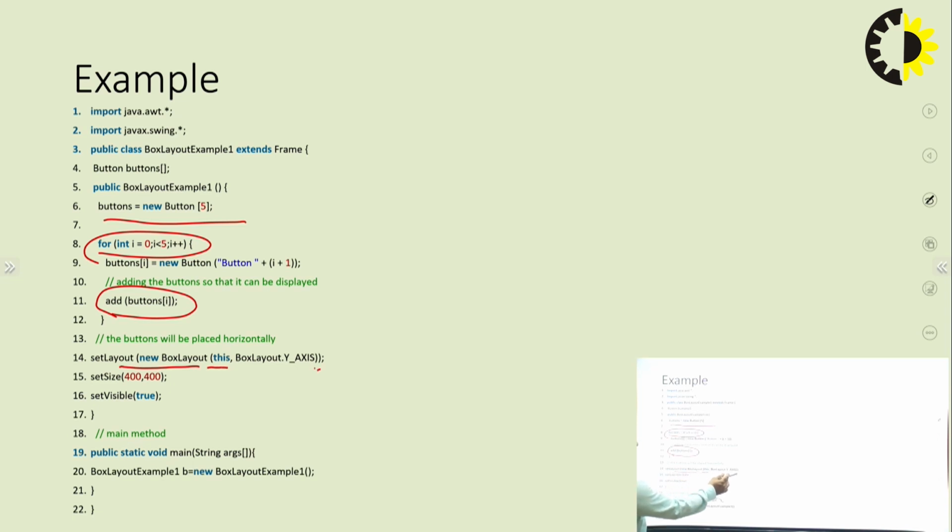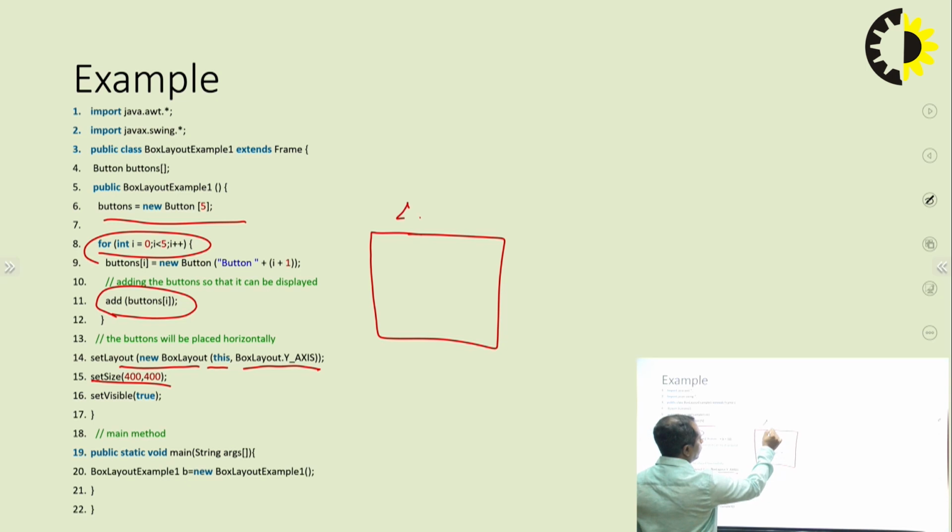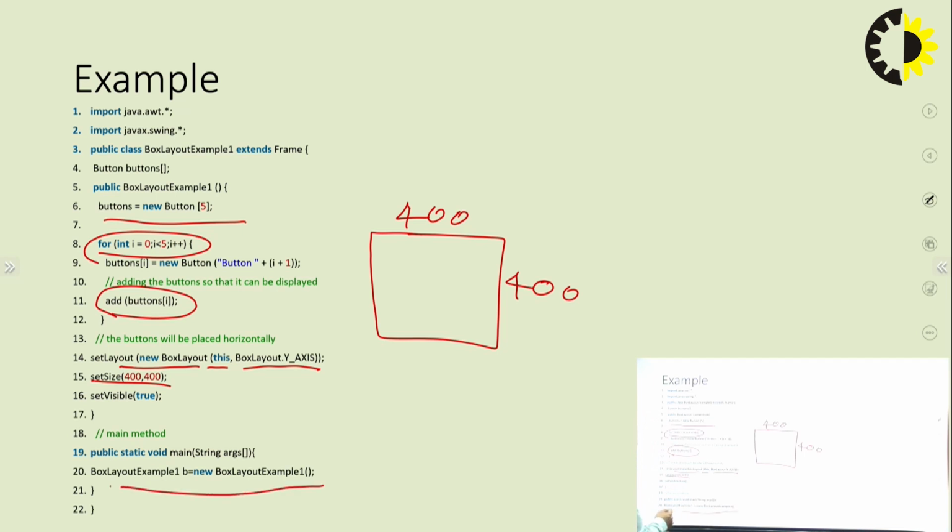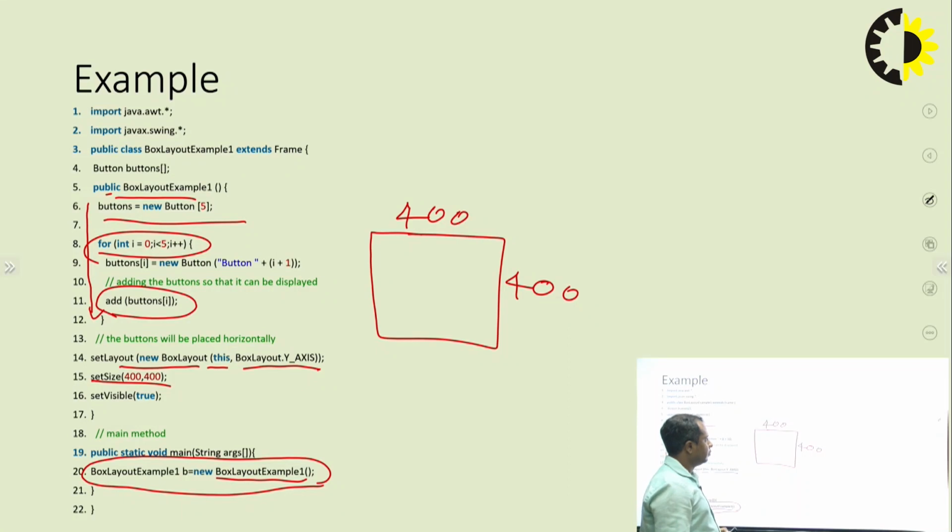This box layout Y axis will pass, and set size 400. This will create a 400 by 400 frame, and when the box layout object is created, the box layout constructor will execute, and when the constructor executes, these lines will execute top to bottom.